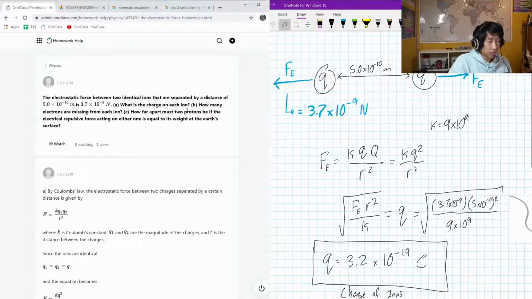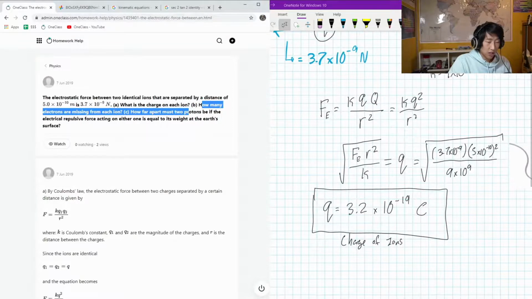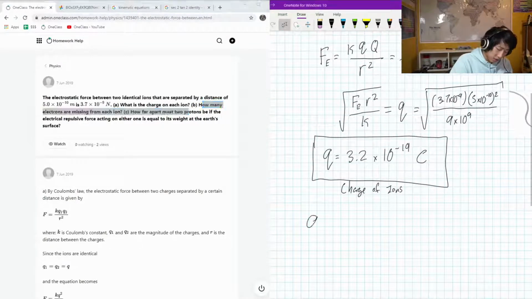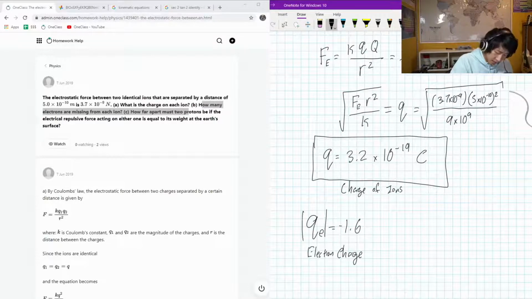Okay, and that's part A. Part B of the question is how many electrons are missing from each ion? If this is the charge of each ion, we know that the charge of an electron is 1.6, or negative that, but let's just keep it as an absolute value, so it's better not to write the sign at all if we're doing absolute value.